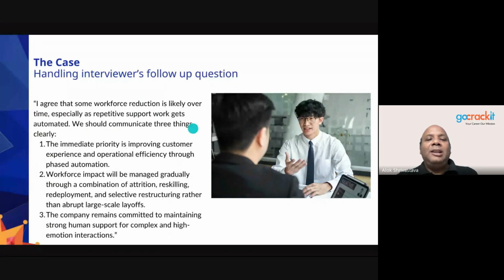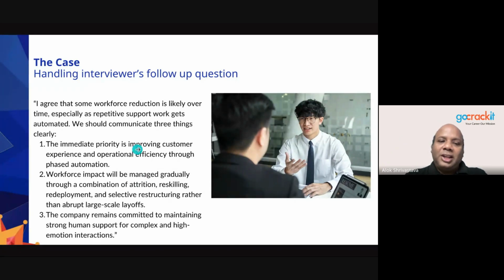And that's where you need to be more transparent with everyone. You have to say that I agree that some workforce reduction is likely over time, especially in repetitive support tasks. Let's say right now for password resetting, you have a person. You don't need a person for password resetting. AI can do it, right? So those kinds of things are going to impact the job.